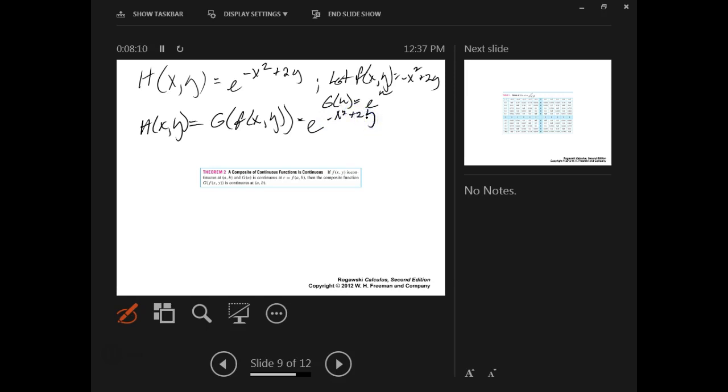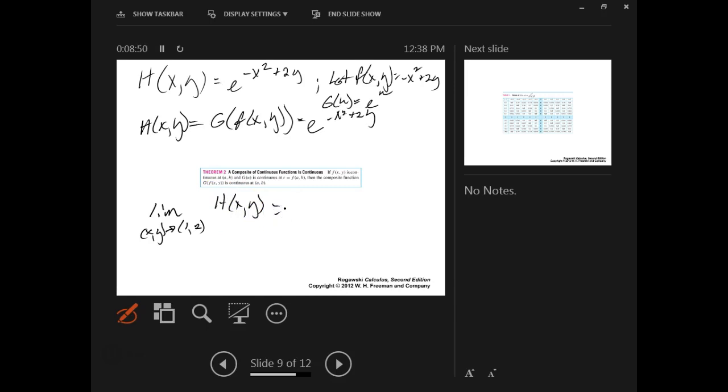Okay, that's what they wanted you to do: write that function as a composite of two functions. The little f is the exponent part, g is the exponential part, and then you do g of f of xy, and you get exactly that. So that's the first part of it. It says, now evaluate the limit as xy approaches 1, 2 of h of xy.